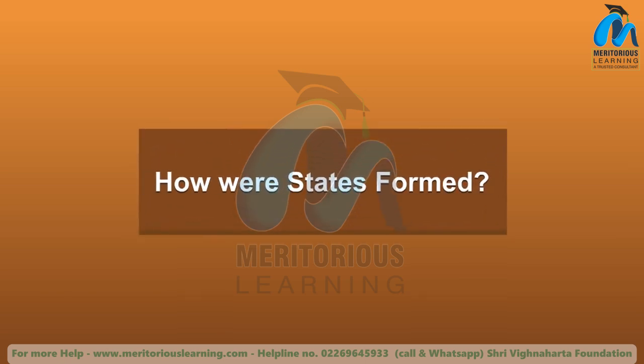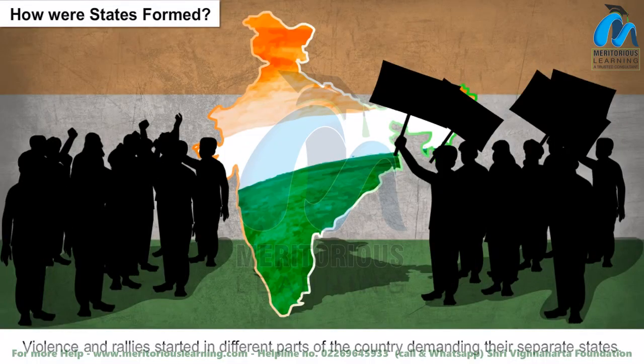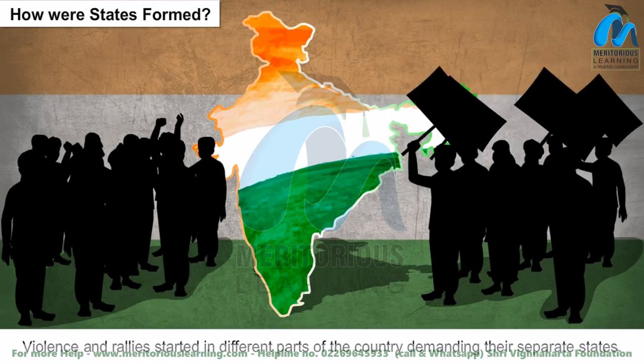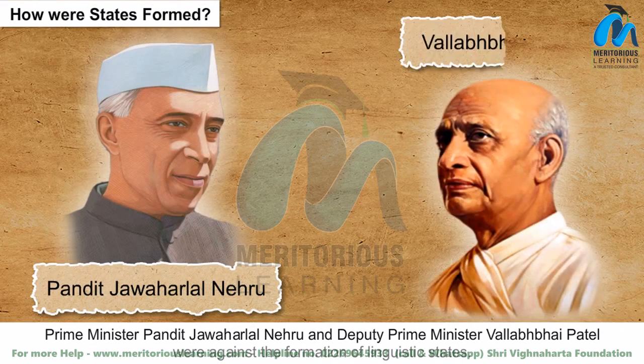How were states formed? In the 1920s, the Indian National Congress amended its constitution and reorganized its regional branches on the basis of linguistic groups. However, nothing which could hamper the unity was kept aside. Violence and rallies started in different parts of the country demanding separate states. Prime Minister Pandit Jawaharlal Nehru and Deputy Prime Minister Vallabhbhai Patel were against the formation of linguistic states.